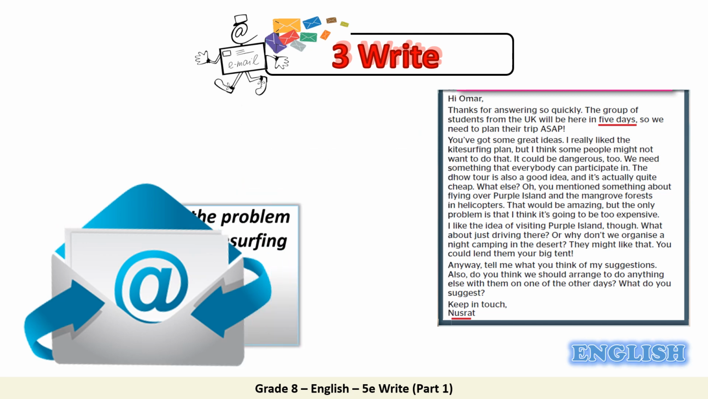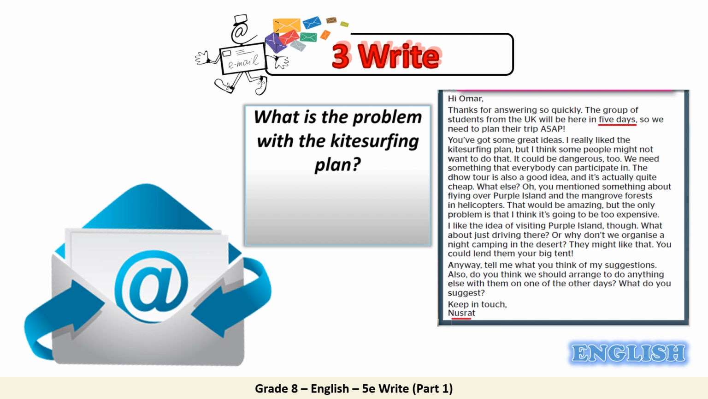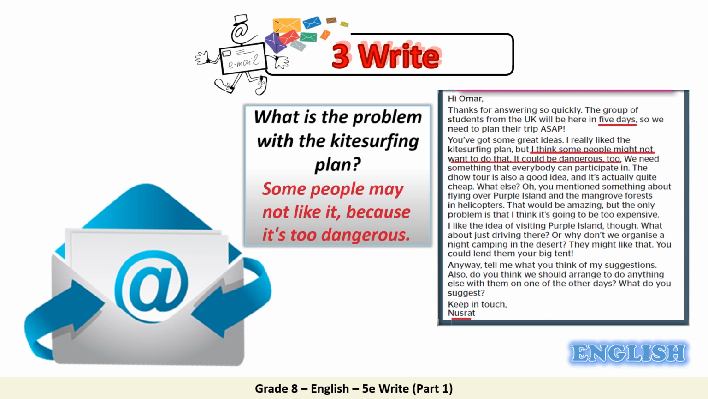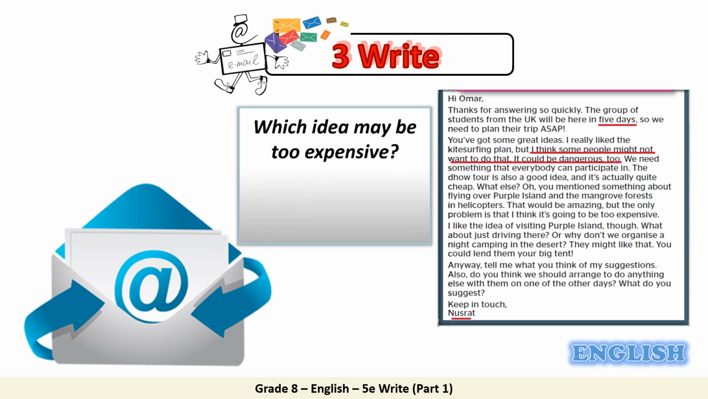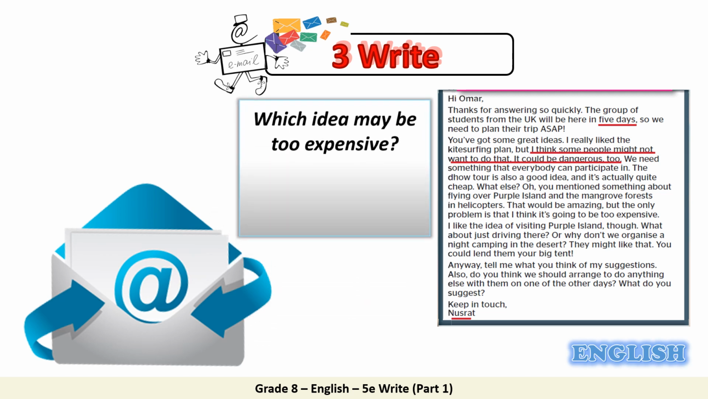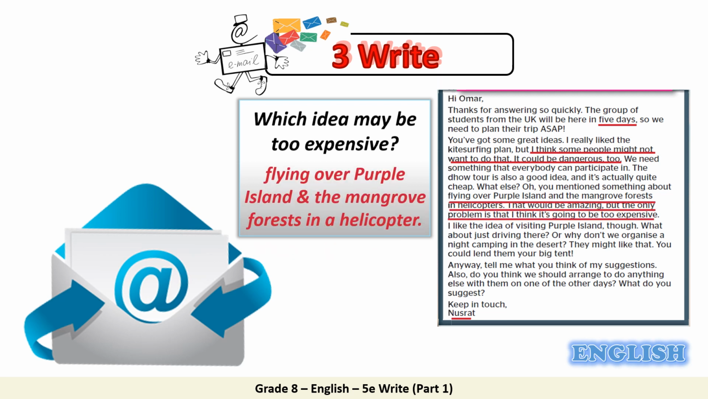Question number 3. What's the problem with the kite surfing plan? That's right. Some people may not like it because it's too dangerous. Question number 4. Which idea may be too expensive? Correct. Flying over Purple Island and the mangrove forests in a helicopter.